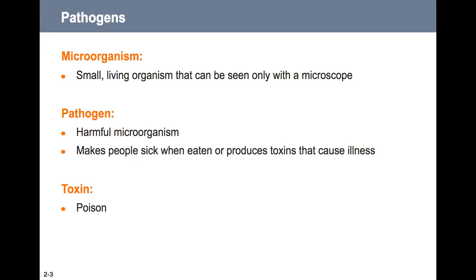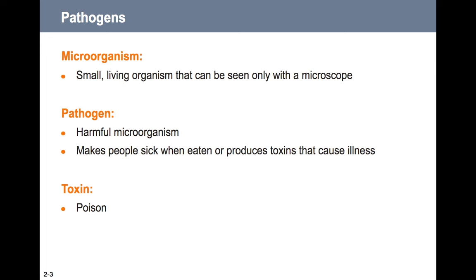So, pathogens. We are starting off with the contaminant known as biological. Our biological contaminants are bacteria, viruses, toxins, and parasites. We refer to a pathogen as a microorganism. It's a small living organism that can be seen only with a microscope. This pathogen is harmful and makes people sick when eaten, or produces toxins that cause illness.